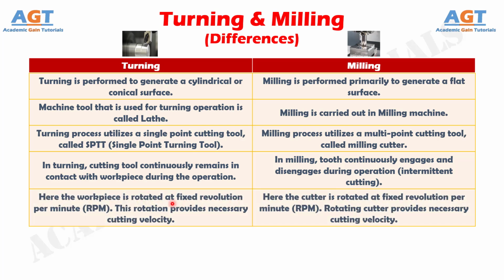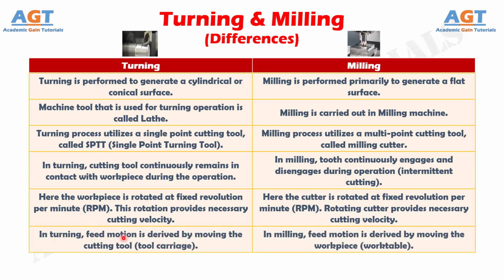Number 5. In turning, the workpiece is rotated at fixed revolutions per minute. This rotation provides necessary cutting velocity, whereas, in milling, the cutter is rotated at fixed revolutions per minute. Rotating cutter provides necessary cutting velocity. Number 6. In turning, feed motion is derived by moving the cutting tool carriage, whereas, in milling, feed motion is derived by moving the workpiece, worktable.